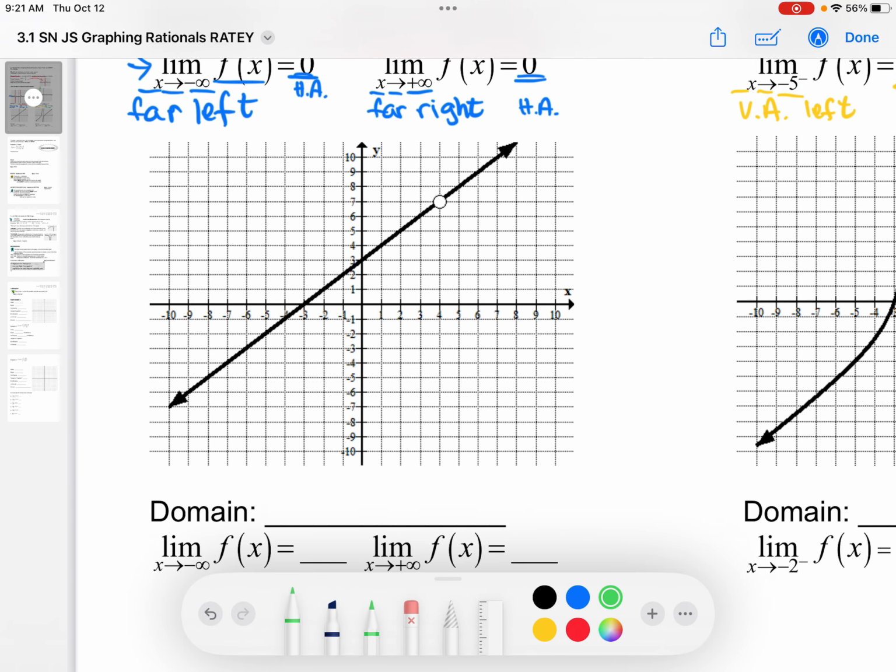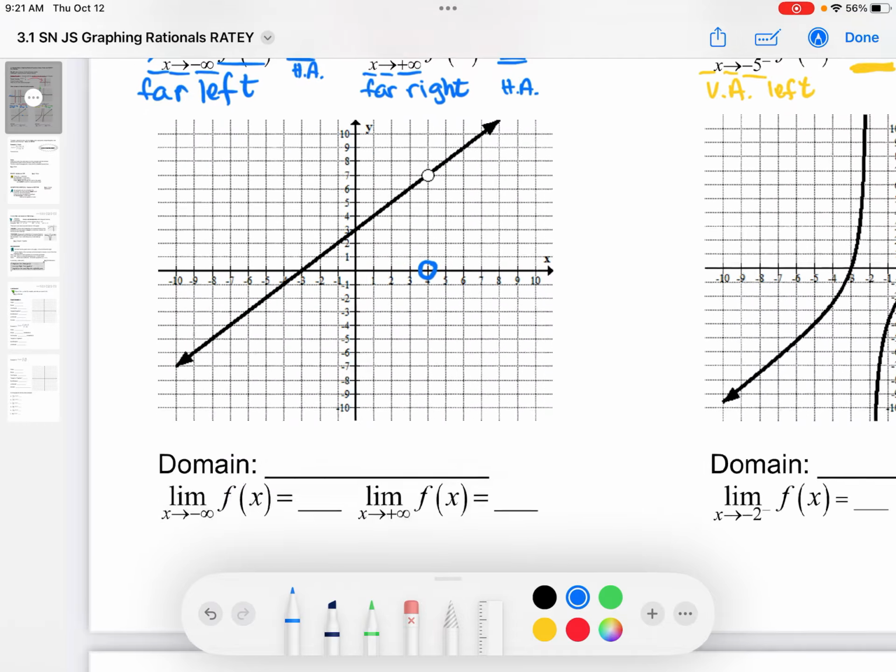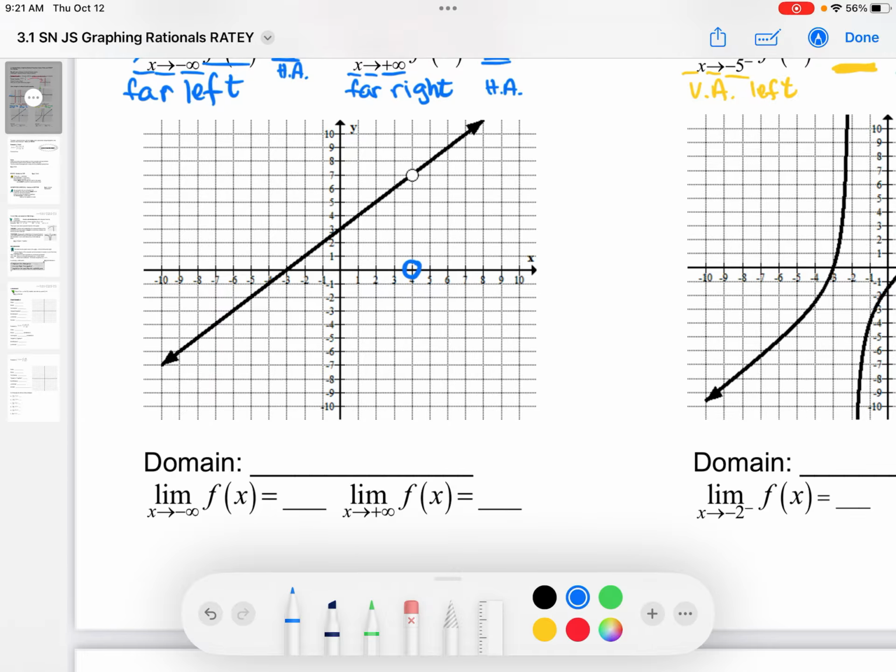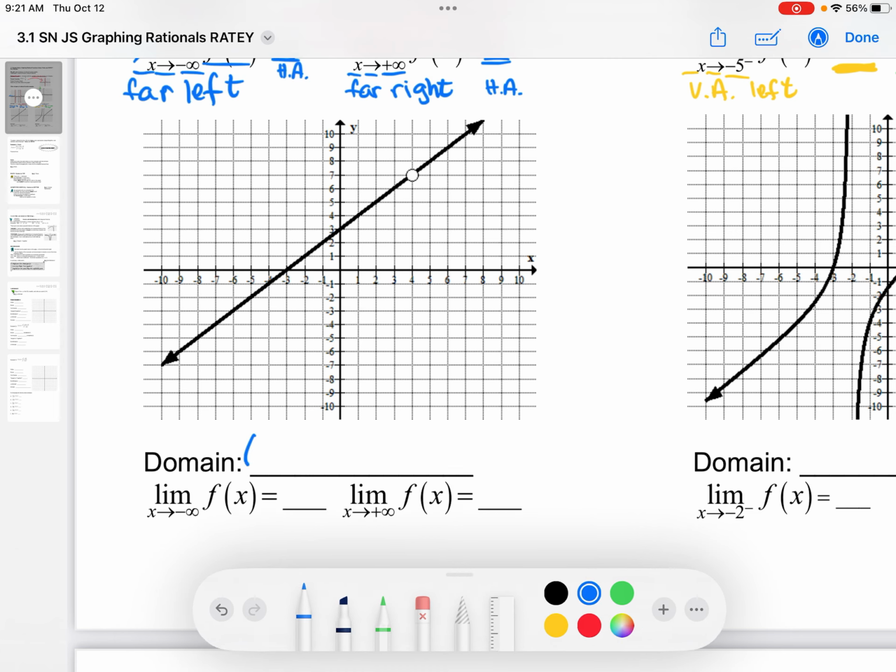Now, let's take a look at another shape that can happen. This looks like a line with a hole in it. And we're going to discuss in this lesson why those holes happen and what to do about them. So we notice this hole is at x equals 4. So the graph does not have a value at x equals 4.